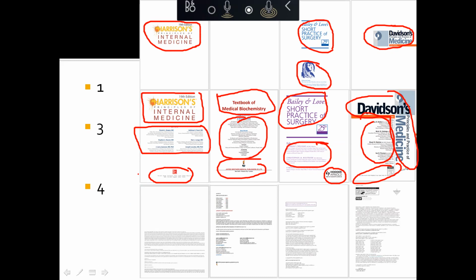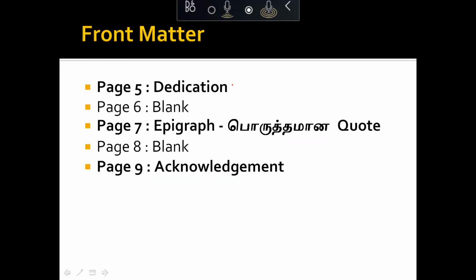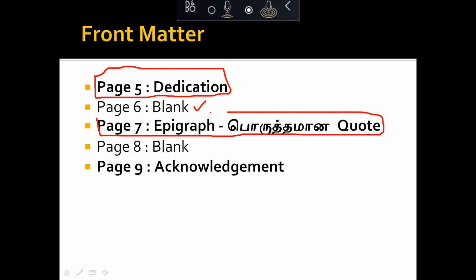First is only the title, second is a blank page, third page is title, author or editor and publisher, fourth is copyright info. And then on the fifth page comes the dedication, that is to whom you are going to dedicate this book. Sixth page is again blank. Seventh page has what you call an epigraph or some quote which is relevant to the book. If you want to do it, you can, or if you don't want to, you can leave it. But if you are going to put a relevant quote for the book, it has to come on page 7 after dedication. And page 8 is again blank.